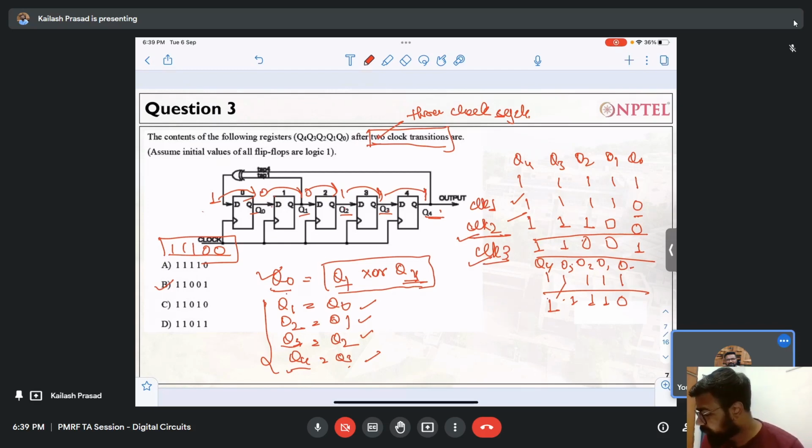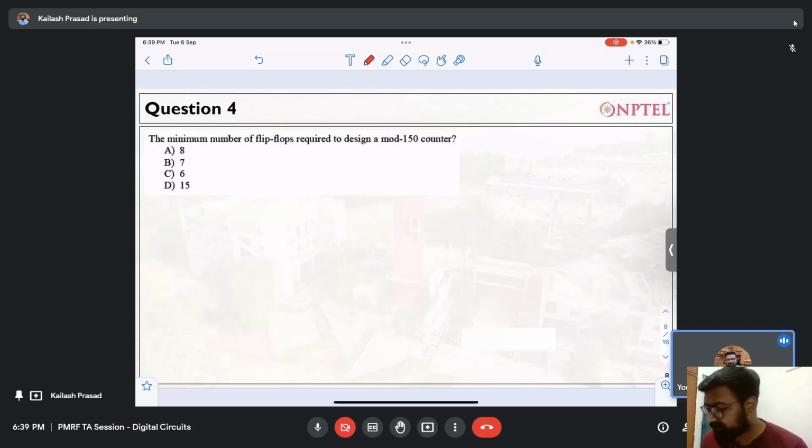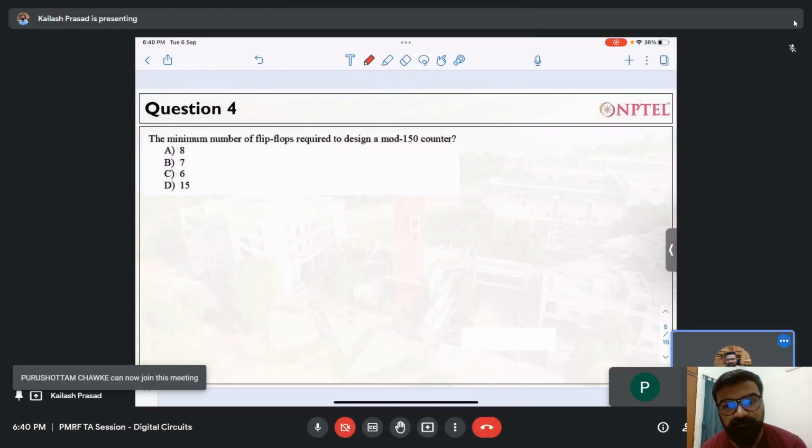Okay. So moving to the next question, question number 4. The minimum number of flip-flops required to design a mod 150 counter is. It's a very simple question. I need an answer quickly. How many flip-flops will be required to design a mod 150 counter? Anyone?